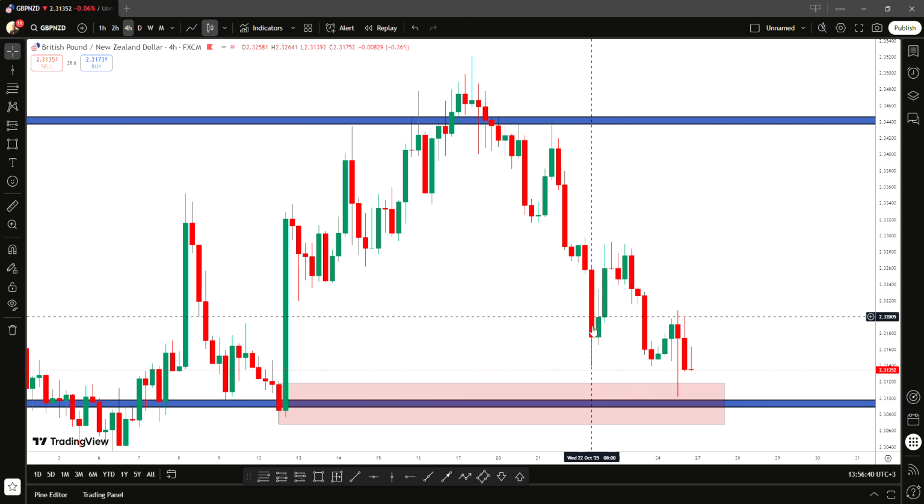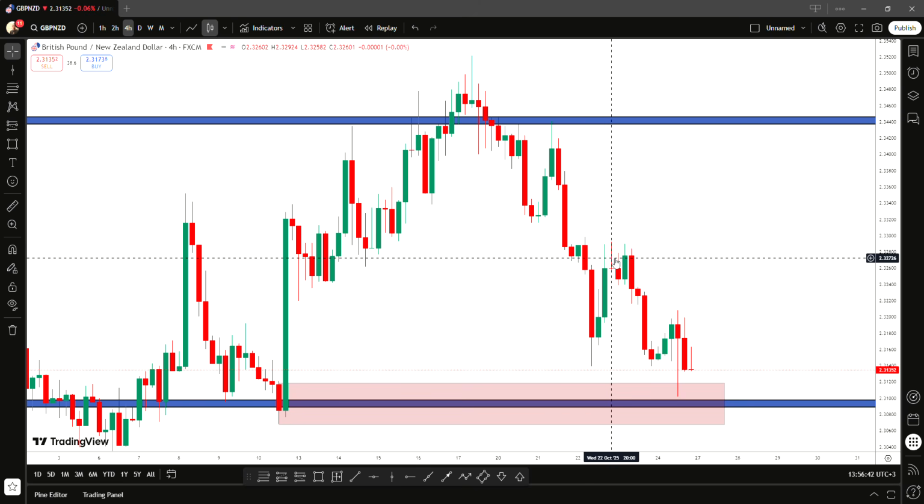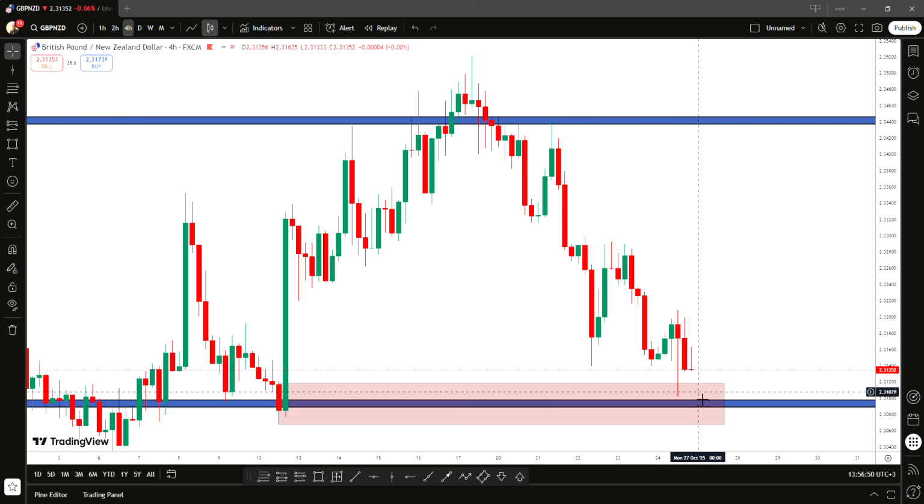Drop, base, drop. Then we had a supply zone here. Price came, reacted into the zone very well, and dropped down here. So it is on you. Either way, you're getting that trade. So what do you have to learn about this?